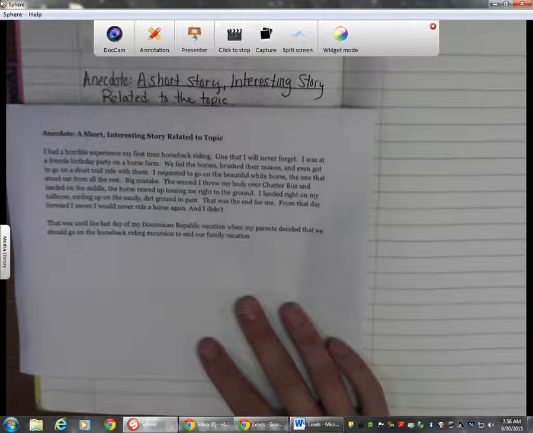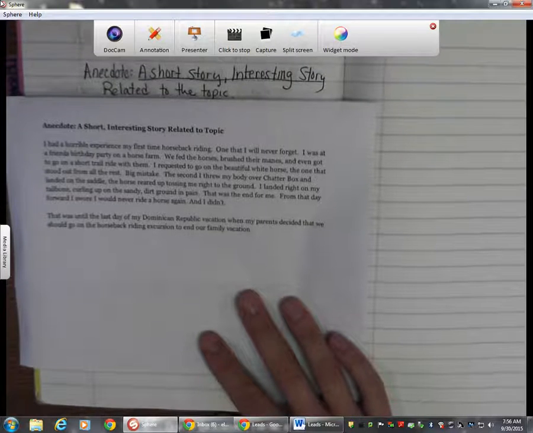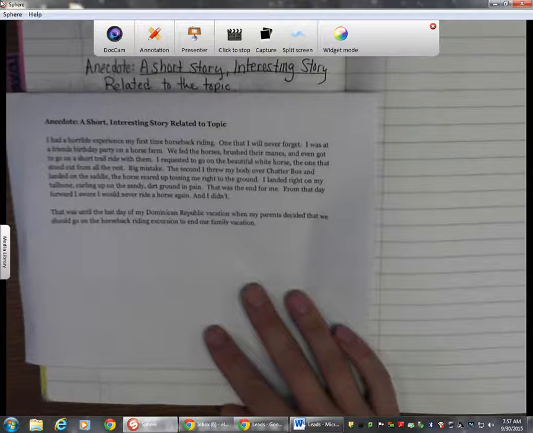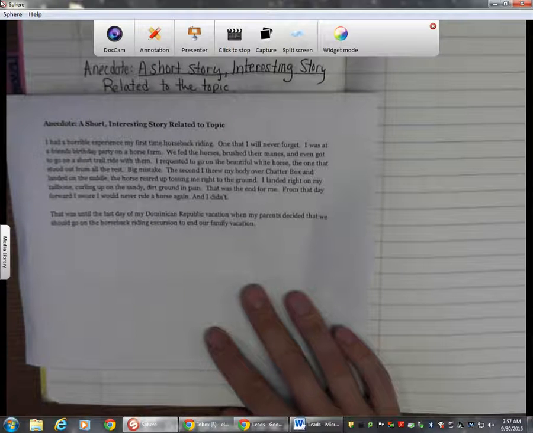I landed right on my tailbone, curling up on the sandy dirt ground in pain. That was the end for me. From that day forward, I swore I would never ride a horse again, and I didn't. That was until the last day of my Dominican Republic vacation, when my parents decided that we should go on a horseback riding excursion to end our family vacation.